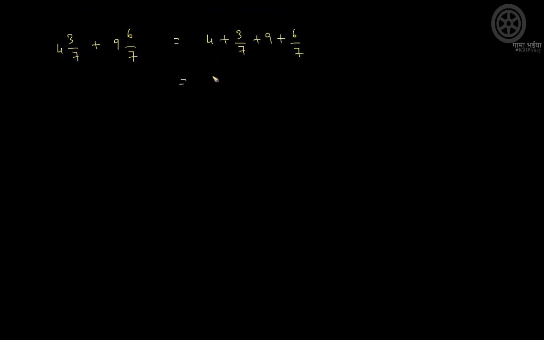So 4 plus 9, how much? 13, plus 3 plus 6, 9, 9 by 7, right? So 13 plus this 9 by 7 can be written as 1 2 by 7, right? So we can write 14 2 by 7. So answer will be 14 2 by 7, right? In this way you can add the mixed fractions, right?